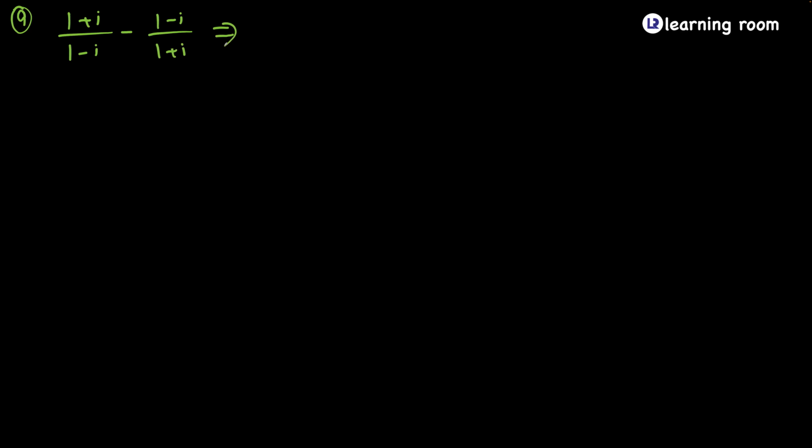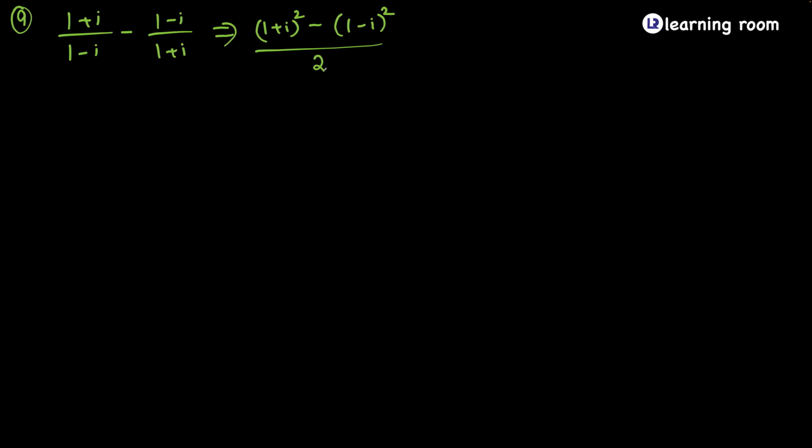It will be 1 plus i the whole square minus 1 minus i the whole square, divided by 1 minus i into 1 plus i. The denominator will be 1 square plus 1 square, which is 2. Now tell me, what is a plus b the whole square minus a minus b the whole square?